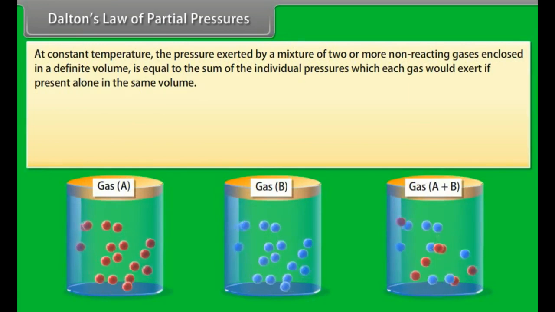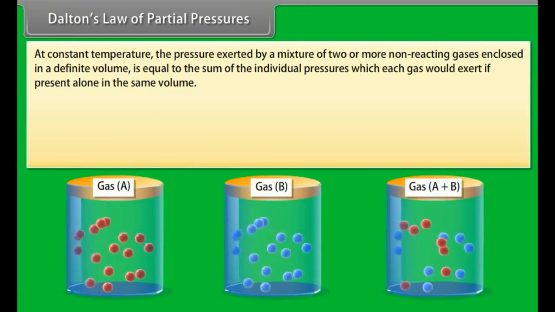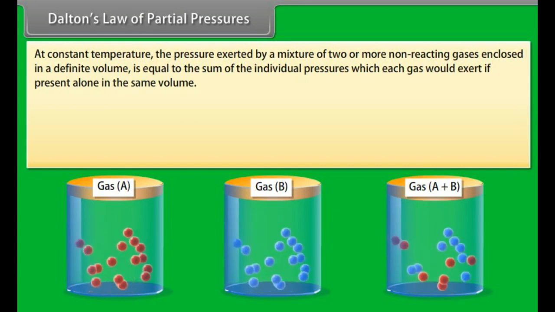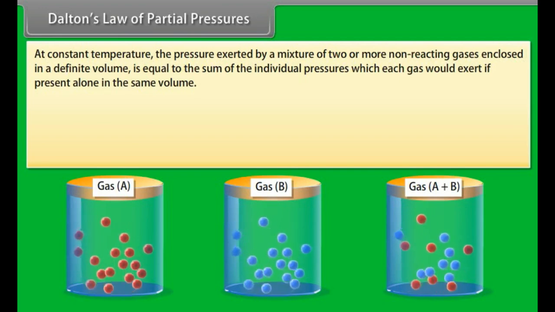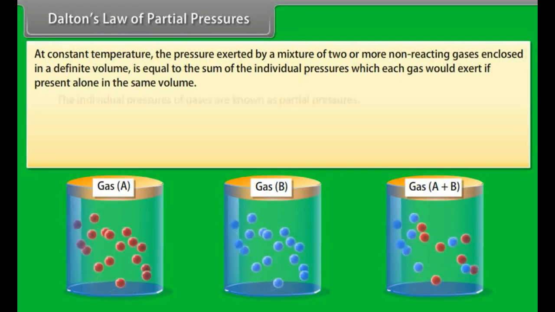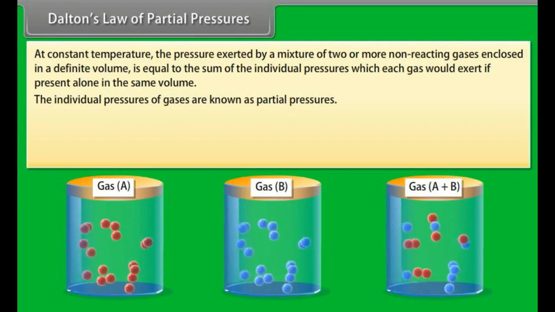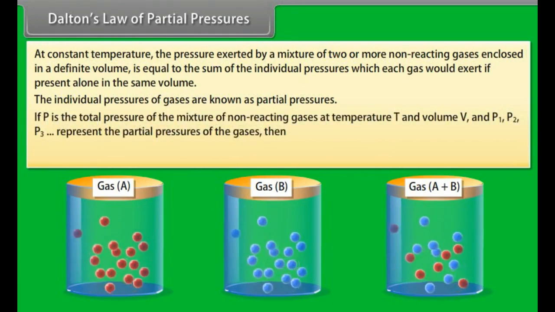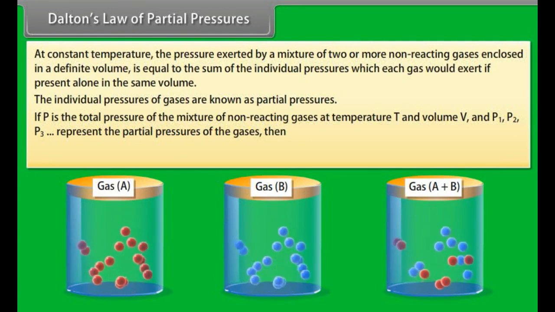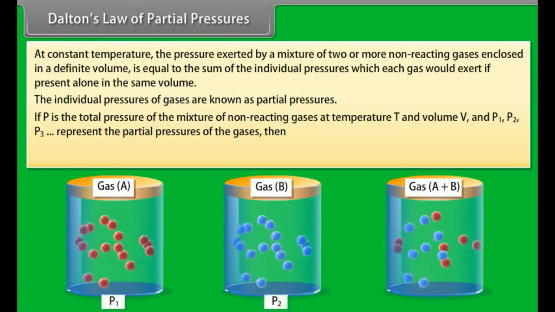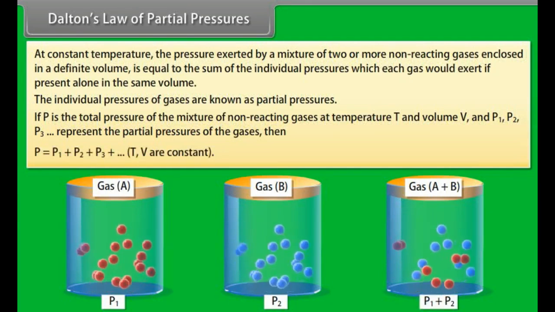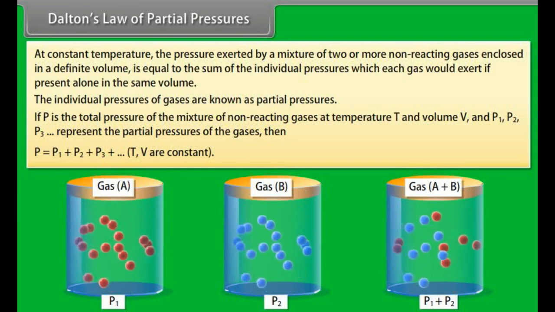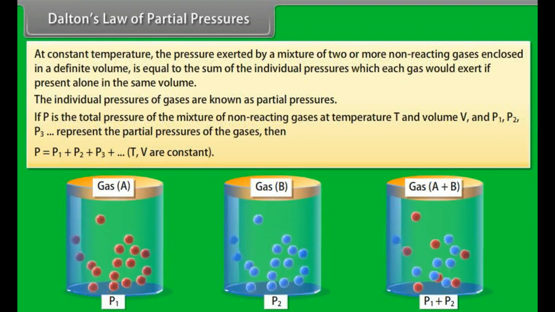Dalton's law of partial pressures. At constant temperature, the pressure exerted by the mixture of two or more non-reacting gases enclosed in a definite volume is equal to the sum of the individual pressures which each gas would exert if present alone in the same volume. The individual pressures of gases are known as partial pressures. If P is the total pressure of the mixture of non-reacting gases at temperature T and volume V, and P1, P2, P3 represent the partial pressures of the gases, then P is equal to P1 plus P2 plus P3 plus so on, where T and V are constants.